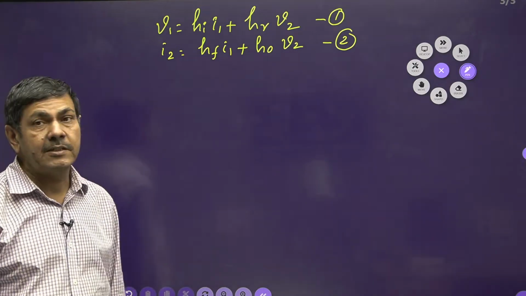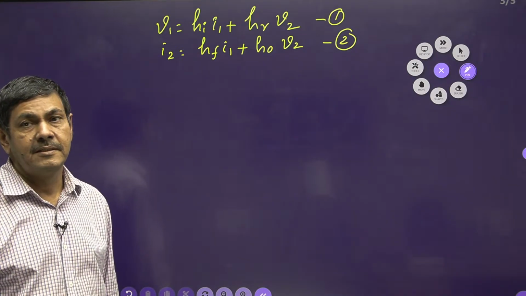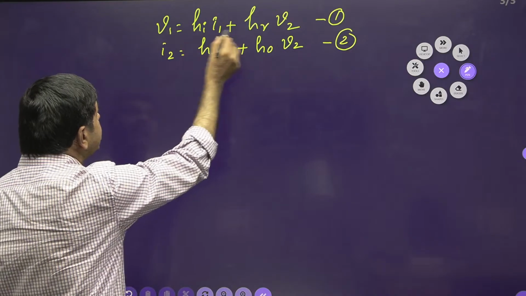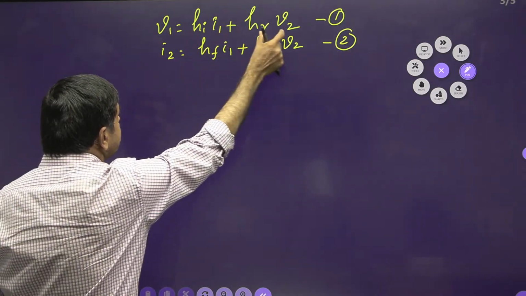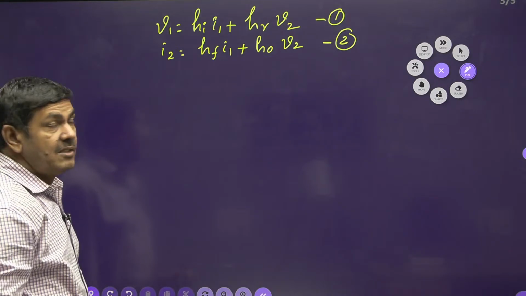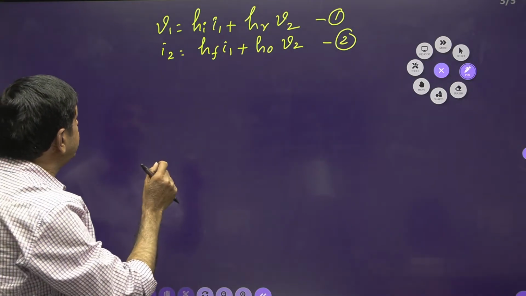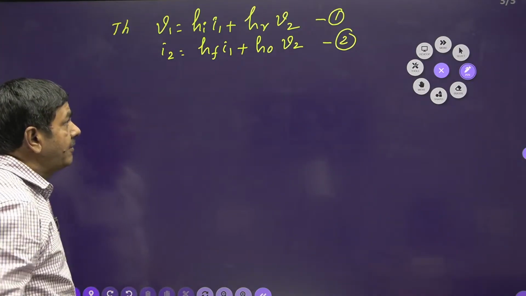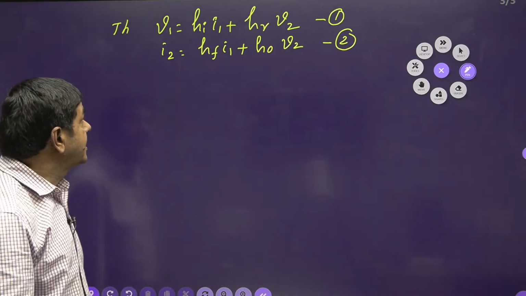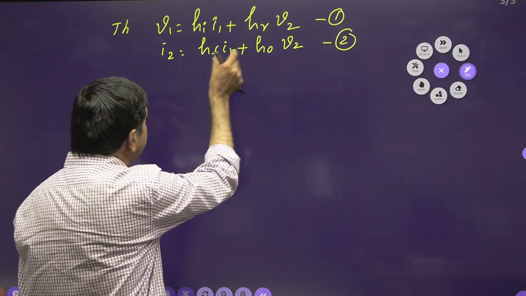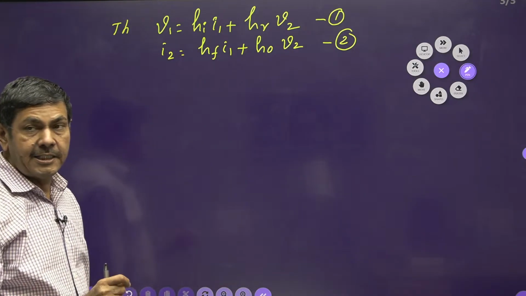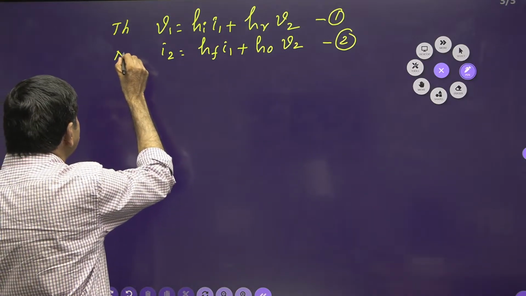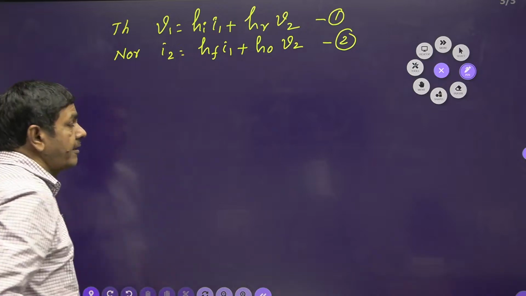By using these equations, we need to draw the H parameter equivalent circuit. How can we draw it? The first equation is nothing but the voltage equation. V1 equals some voltage plus some other voltage. So, when a voltage equation is given, you can form Thevenin's equivalent circuit. The second one is I2 equals some current plus some other current. Whenever a current equation is given, you can form Norton's equivalent circuit.